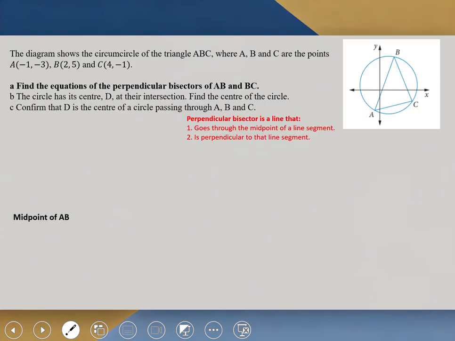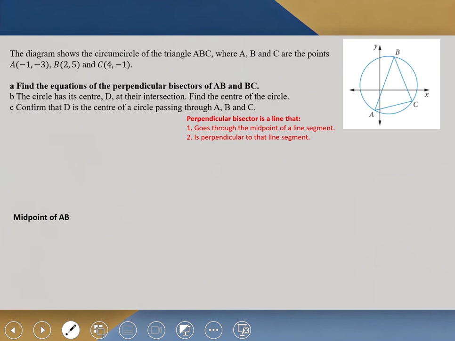Okay, so let's look at the second question. Now, this has got three parts. What you'll notice with this question is I've put in bold what I'm going to be doing on this slide: find the equations of the perpendicular bisectors of AB and BC. We've been given a diagram that shows a circumcircle of the triangle ABC, where A, B, and C are points around the circle. The first thing it's saying is find the equations of the perpendicular bisectors of AB and BC.